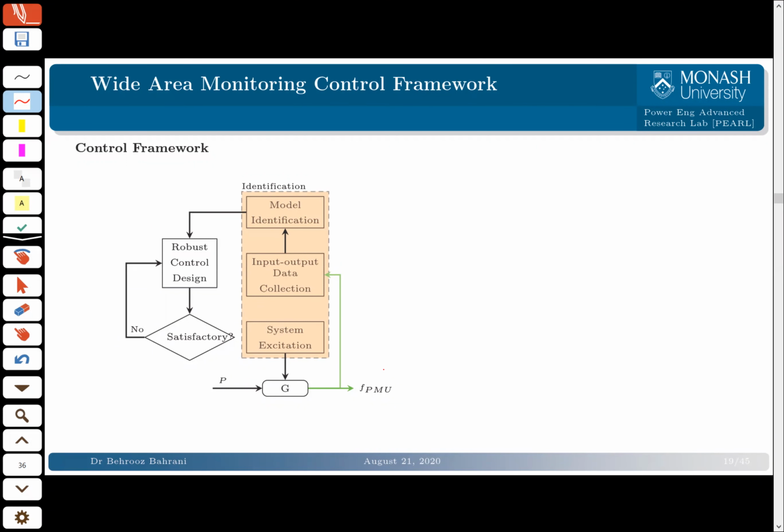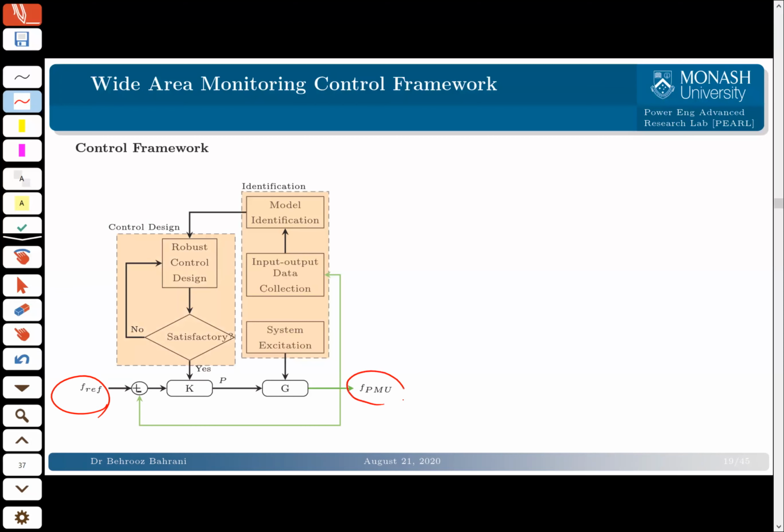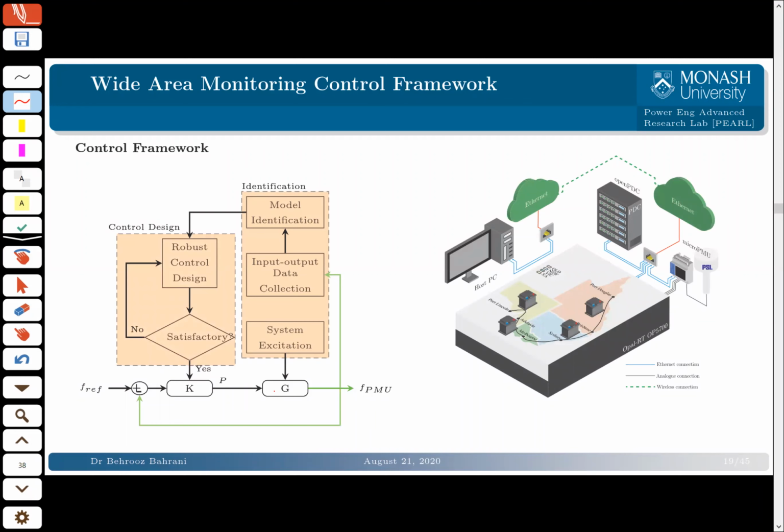And this will give us a controller which would result in satisfactory performance in terms of changes of power, which would then regulate our frequency. And then we would use that controller to close our loop. So I've got a frequency set point, for example, at the point of common coupling of my battery energy storage system. I would get the frequency from my PMU. Then I'll create the error and give it to the controller that we designed using this approach, and it would then be applied to the power system in order to control the frequency. So this is a schematic diagram of how it works, and what we wanted to do.